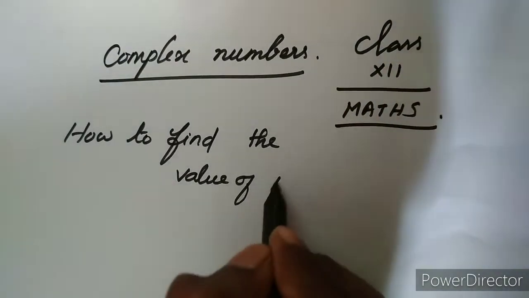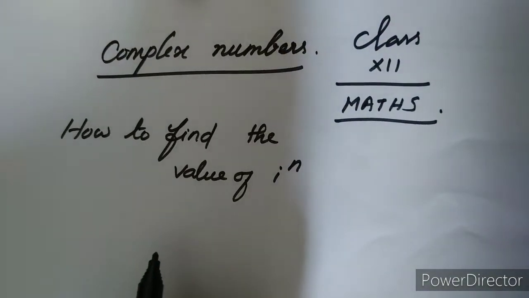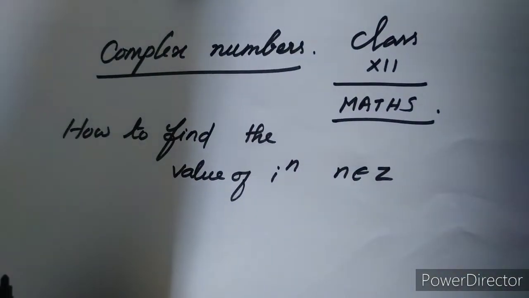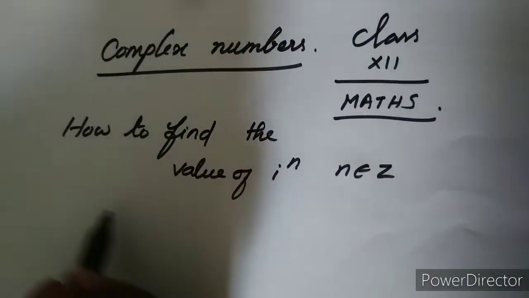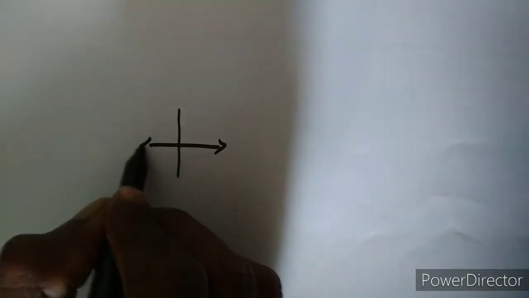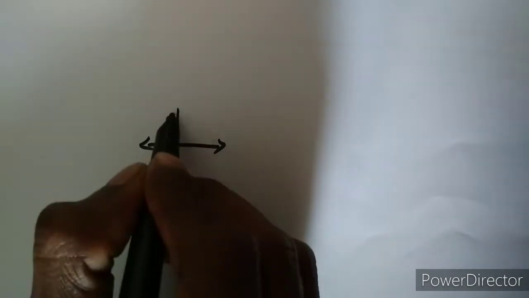For example, the value of i power n. We want to find the complex number i to the power n, where n belongs to the integers. There are many shortcuts. In this class, we will learn a single shortcut by using which we can find the value of i power something.